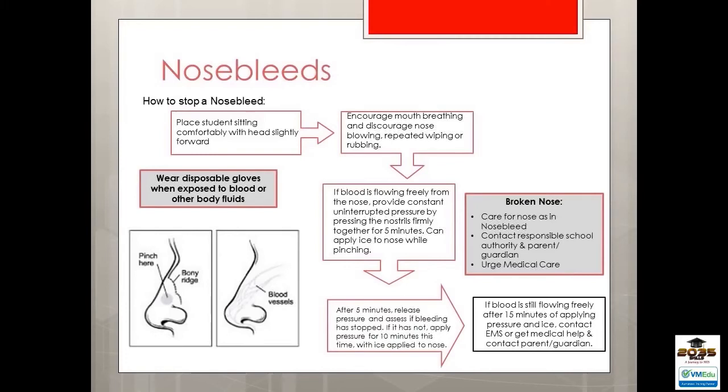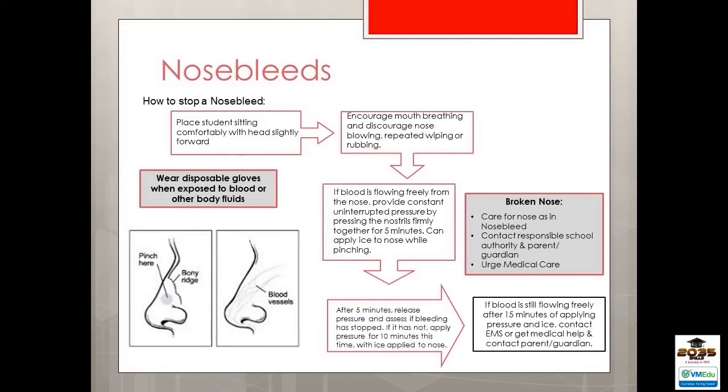To stop a nosebleed, you will want to have the individual sit with their head slightly tilted forward. Encourage the individual to mouth breathe and not to blow their nose. If blood is flowing freely from the nose, provide constant, uninterrupted pressure by pinching the nostrils firmly together for 5 minutes. You can also apply ice to the nose while pinching it to stop the bleeding.